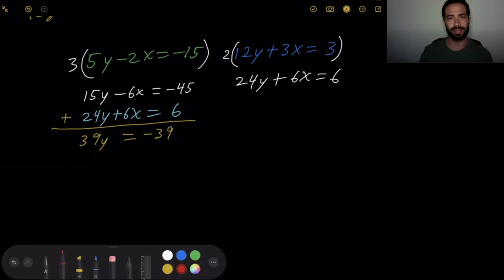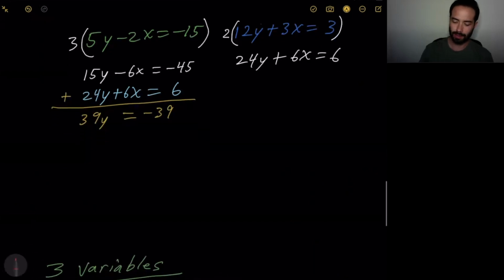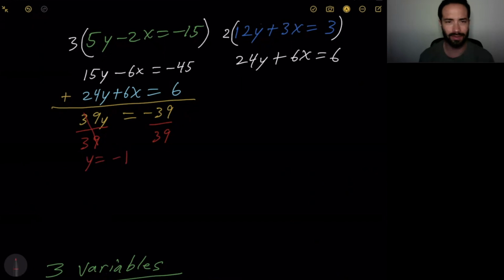That means 39 times y. So we divide, right? We do the opposite. Divide by 39 on both sides. That cancels out. And y equals negative 1. Oh, yeah. Negative 1. Y equals negative 1. We're getting there.